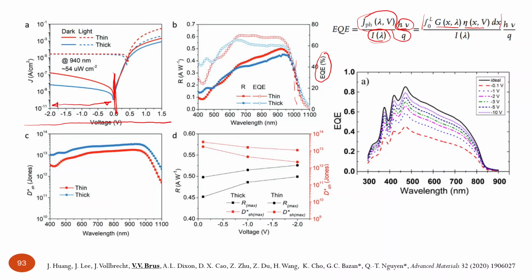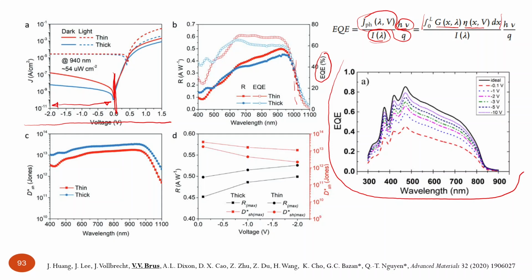So I mentioned that photogenerated charge carrier extraction depends on external bias, and that means that EQE, external quantum efficiency, also depends on external bias. So here I show you one example of simulated EQE spectra for this.